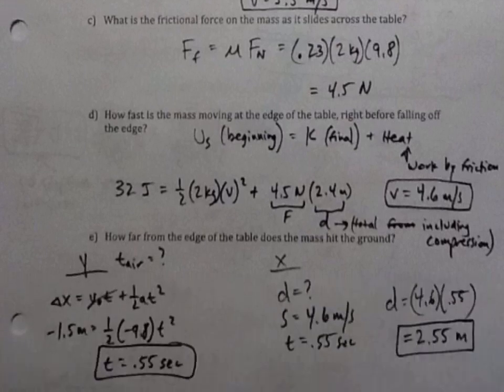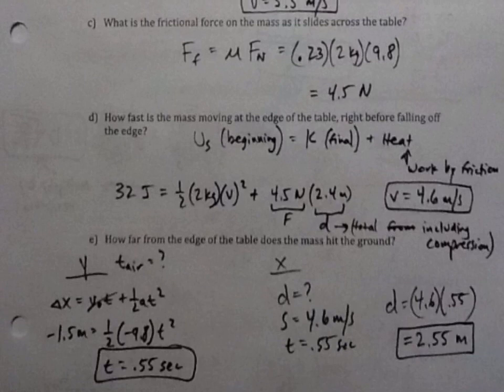Now finally for Part E, this problem is really a projectile motion problem. So how far from the edge of the table does the mass hit the ground? Before we can figure out how far, we need to know how long it's in the air, and that depends on the vertical component of its motion. So we know that the initial velocity, and this is where we have to be careful, initial velocity in the vertical or y direction is 0. It technically starts from rest, vertically speaking. So we know that it falls 1.5 meters, and v naught t goes away, and we have 1/2 a, acceleration of gravity, t squared, solve for t, and we see that it's 0.55 seconds.